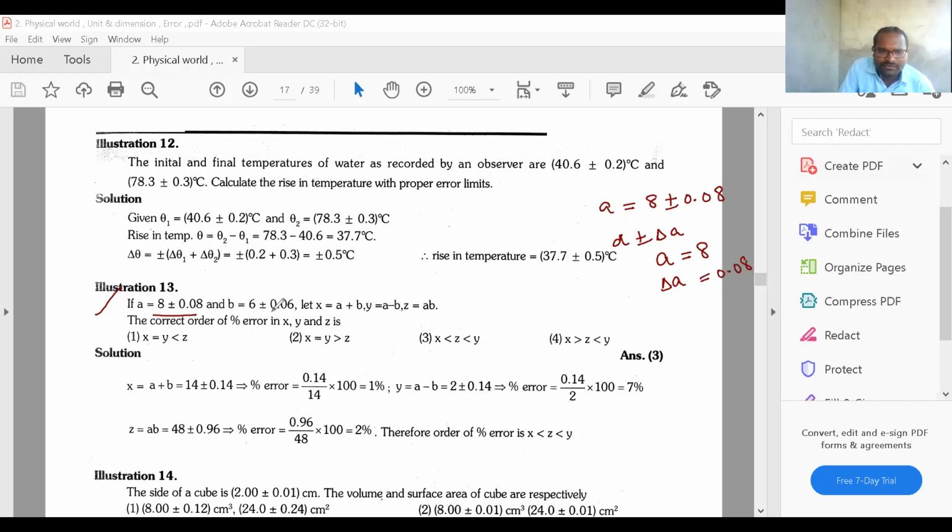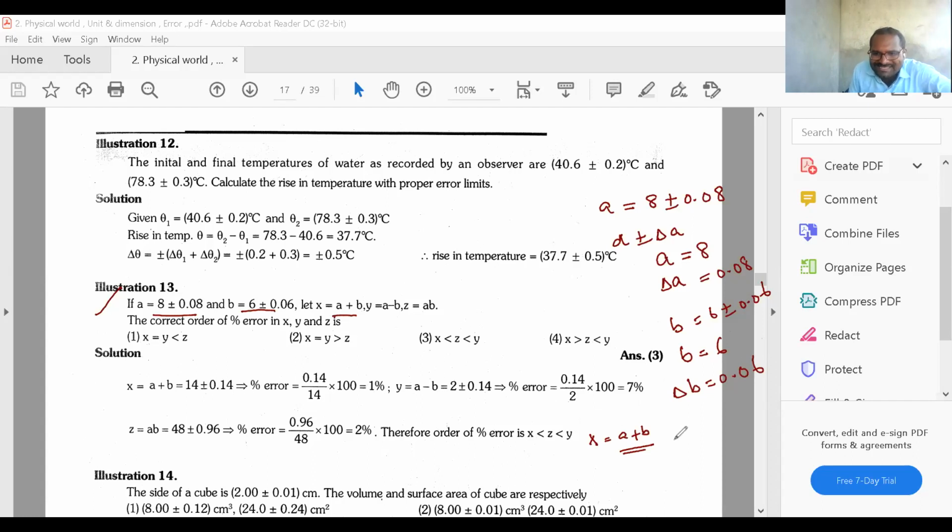Okay, B value is given as 6 plus or minus 0.06, which means B value is 6 and delta B value is 0.06. Clear? Now let us do an operation, which is A plus B: x is equal to A plus B. When x is equal to A plus B, what do we need to do, students? A plus B, no?